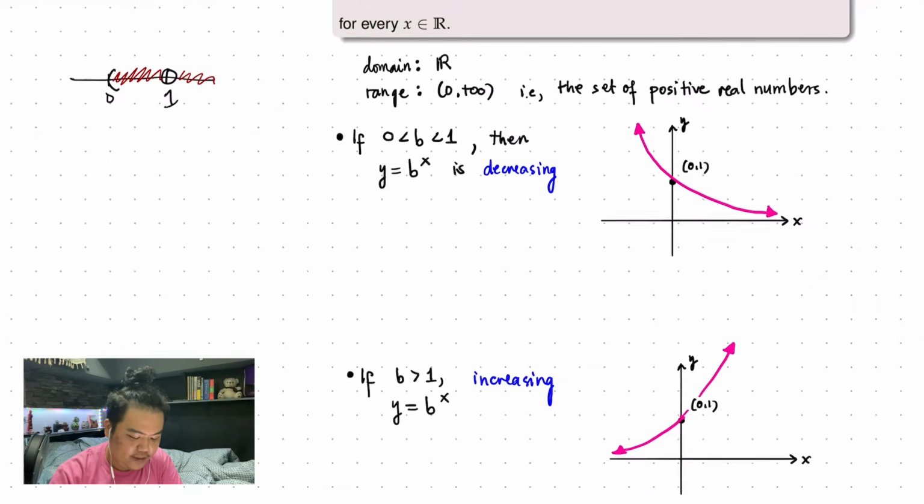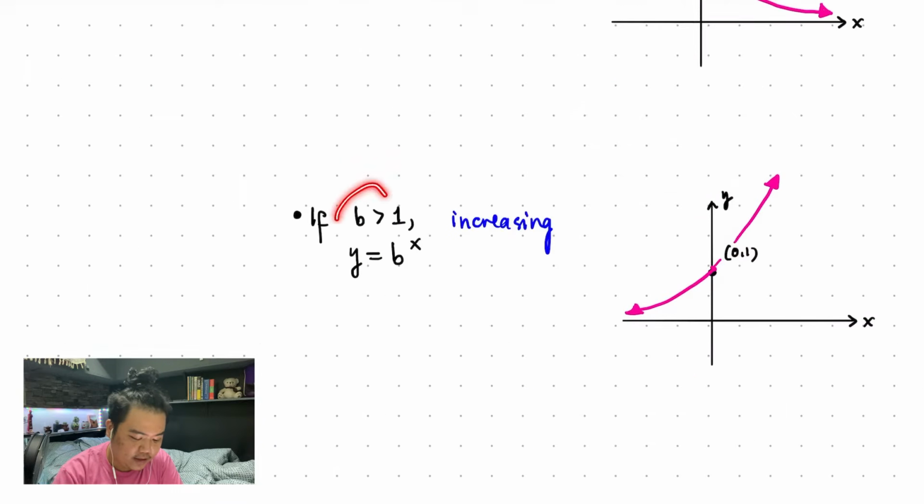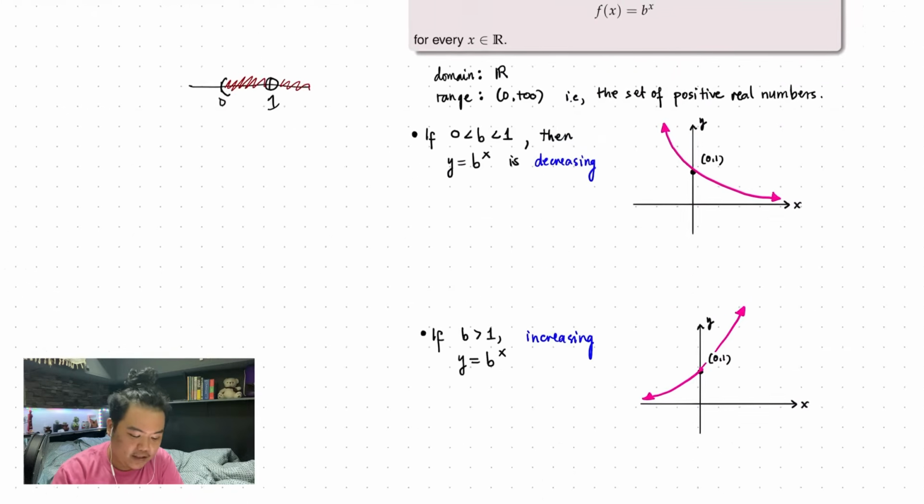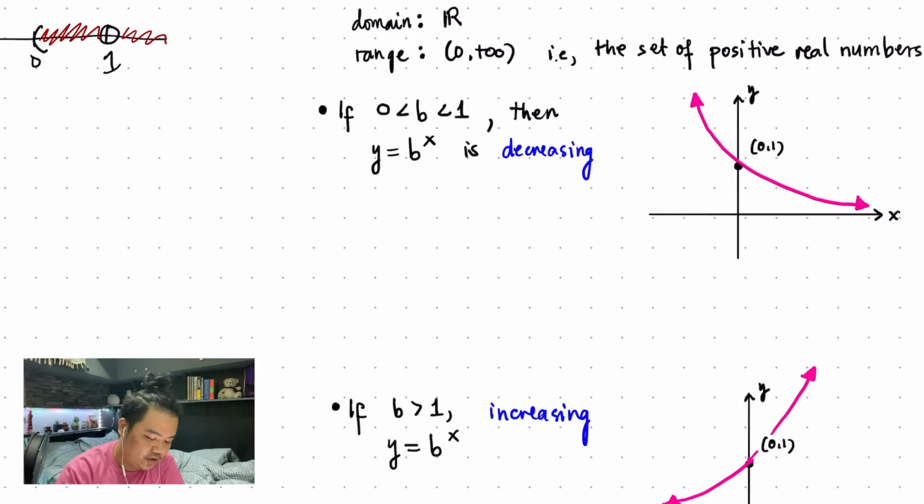And if b is greater than 1, your function is increasing. So, ganun pa rin, dadaan sa (0, 1). Something like that yung itsura. So, something pa-curve siya pataas. Hindi siya tatama sa x-axis. Lalapit lang siya pero hindi didikit. Okay? Kasi positive lagi ang exponential function.